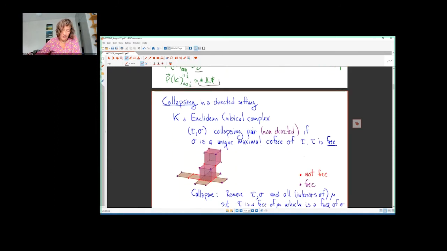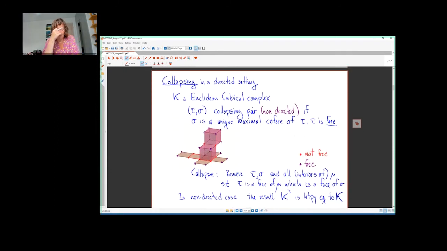And so here's a slightly more complicated Euclidean cubical complex. Someone taught me GeoTop-A. They should never have done that, because now I know how to do these drawings here. So let me remind you of collapsing in the non-directed sense. So I have a collapsing pair. So this could be a vertex, for instance, and a cube.